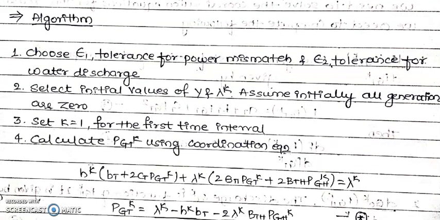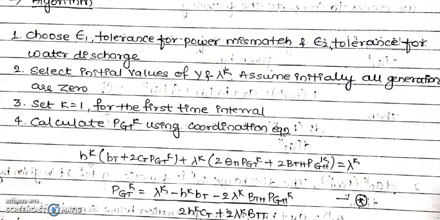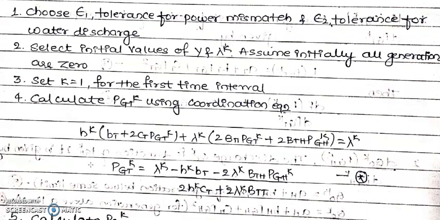Coming to the algorithm of short-term hydrothermal scheduling using the y-lambda iteration method. First, choose epsilon 1, the tolerance for power mismatch, and epsilon 2, the tolerance for the total water discharge. Epsilon 1 is the tolerance for power mismatch and epsilon 2 is the tolerance for water discharge. First you have to select epsilon 1 and epsilon 2.